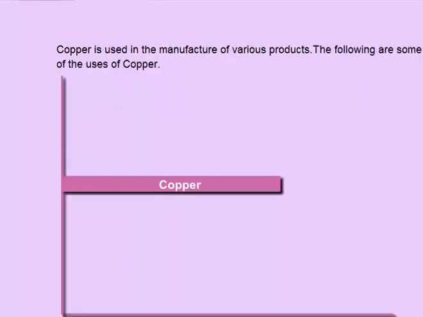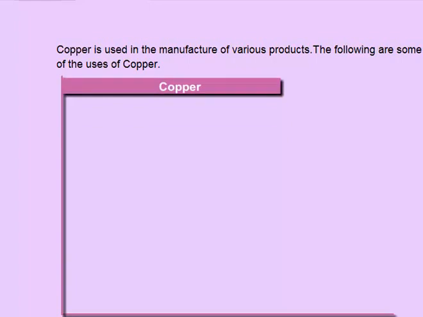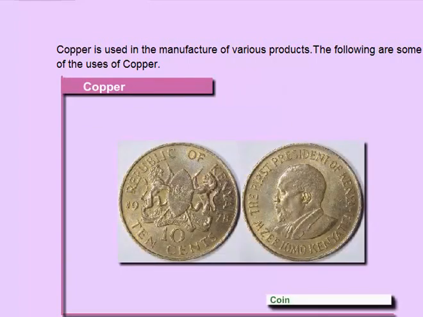Copper is used in the manufacture of various products. The following are some of the uses of copper.